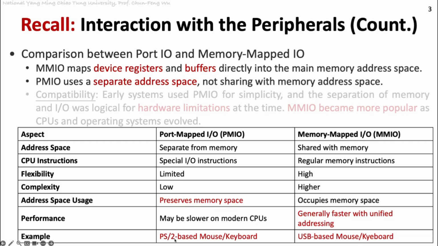But in ancient times, there was PS2. So PS2-based mouse and keyboard use port mapped I/O. So they're the same device, but the different interface makes the CPU need to use a different kind of protocol to support the I/O addressing. Okay, so that is about port mapped I/O and memory mapped I/O.